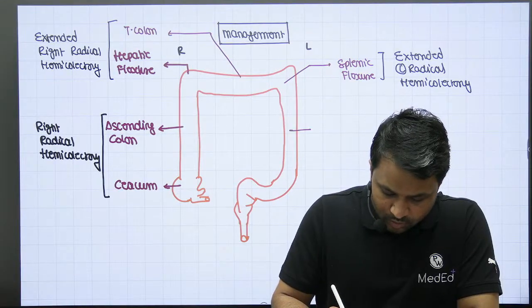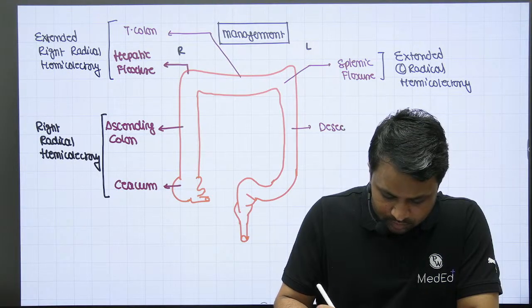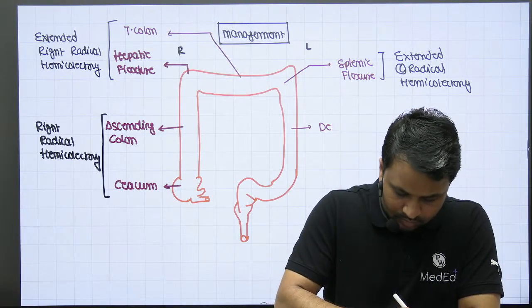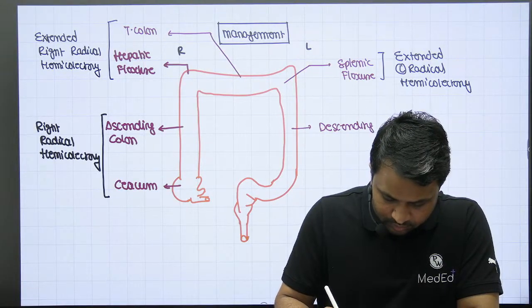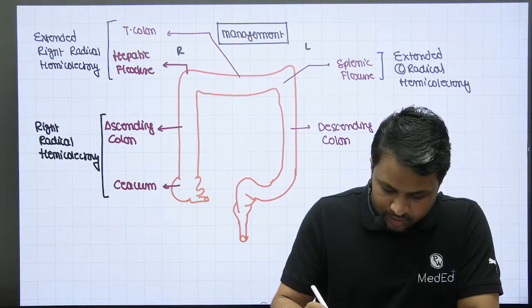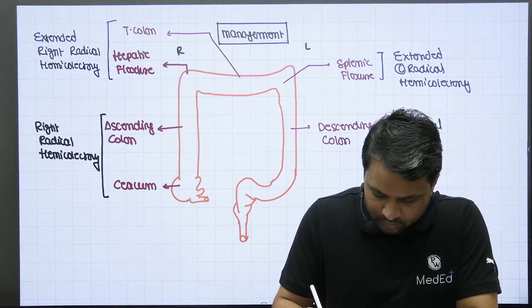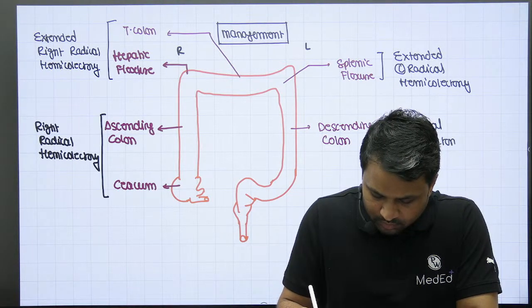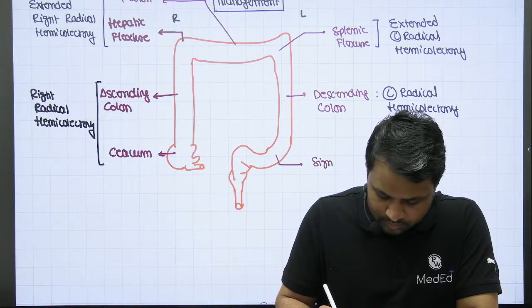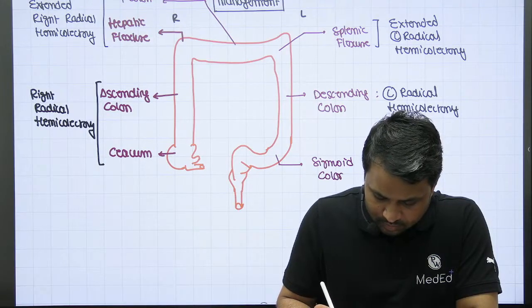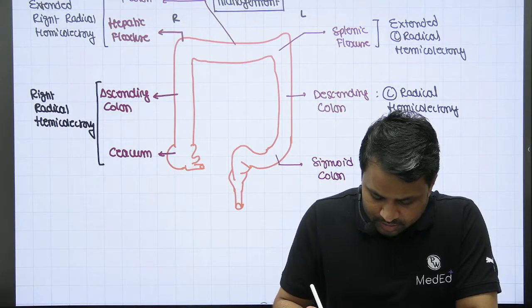If it's in the descending colon, then it's a left radical hemicolectomy. Sigmoid colon, it's a sigmoid resection.